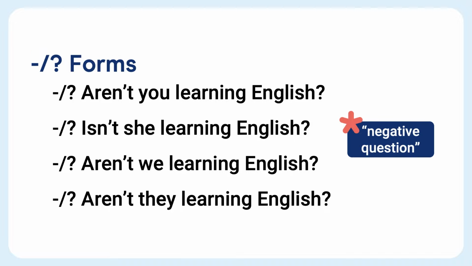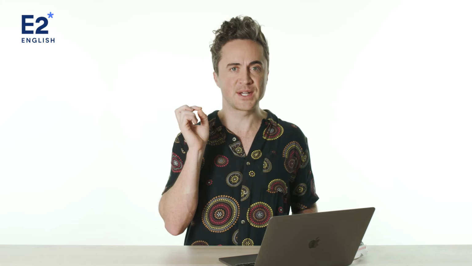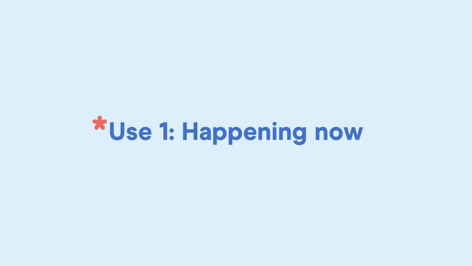But take a look at these questions here. They're a little bit different. Aren't you learning English? Isn't she learning English? Aren't we learning English? Aren't they learning English? These are called negative question forms. So we use negative question forms like, aren't you studying English right now? If we want to confirm something. And you'll say, yes, I'm studying English right now, or no, I'm not studying English right now. So these are called the negative question forms, and maybe this is the first time that you've seen them, but they're actually very commonly used. Okay, let's move on, and we'll look at the first use, happening now.